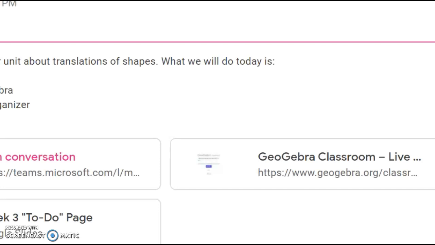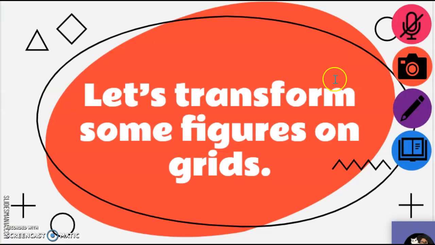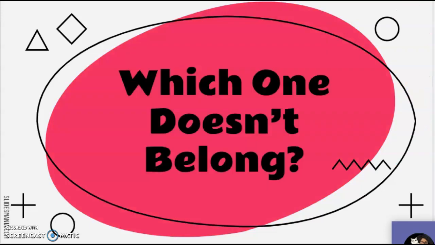sorry, I need to go back to where I was. On our lesson, we have something. I don't think I want to do it this way. Oh, here we go.